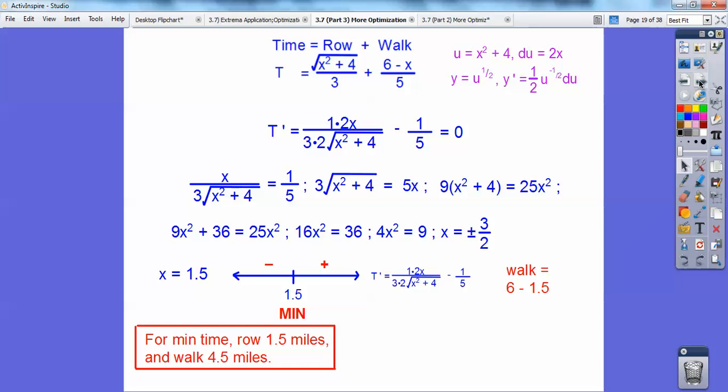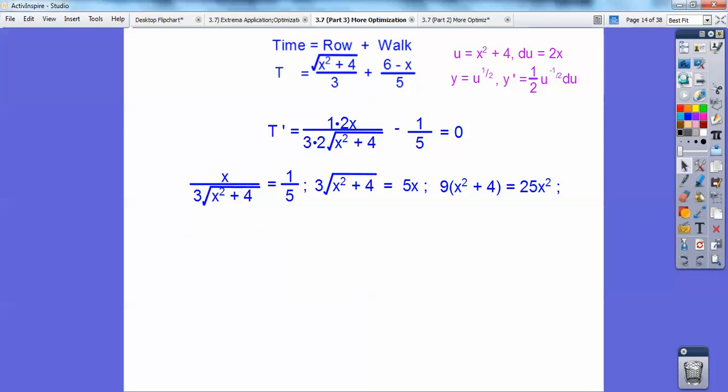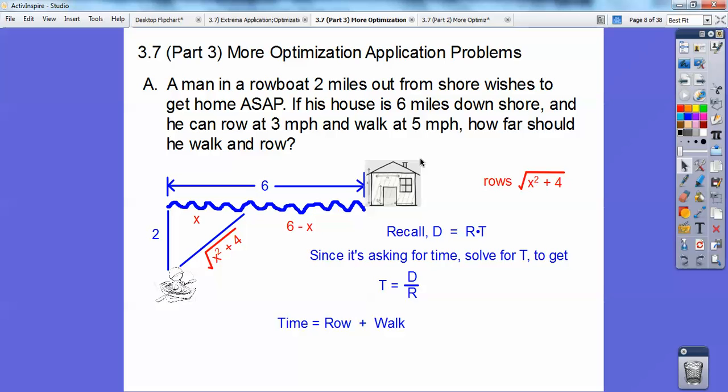So x equals 1.5, which is in that picture, you guys. Let's go back. The x was 1.5. So there's x right there. So that's 1.5. So 6 minus 1.5 is 4.5.